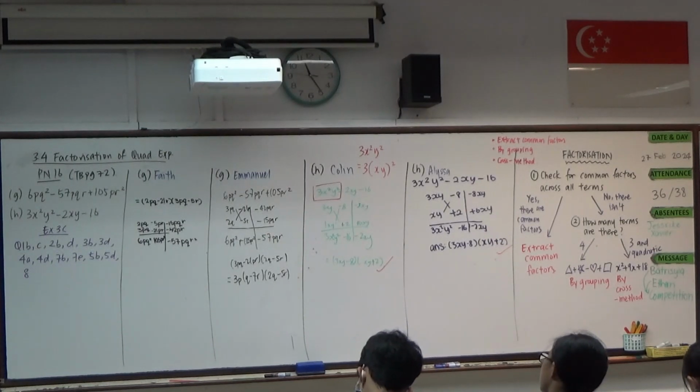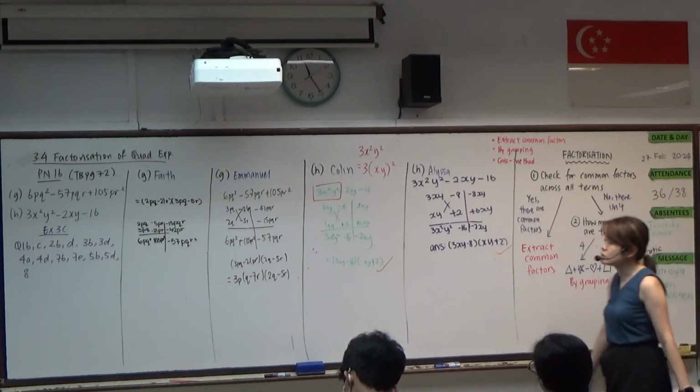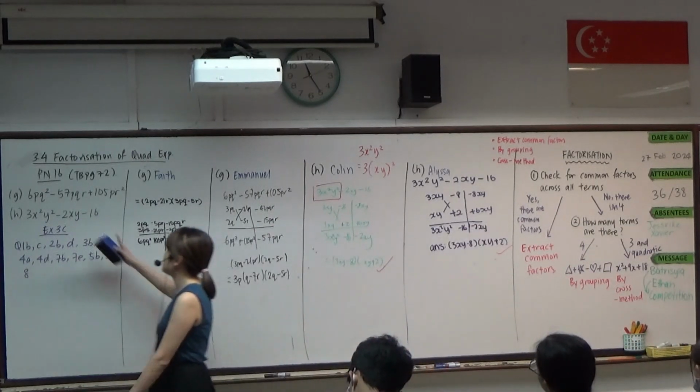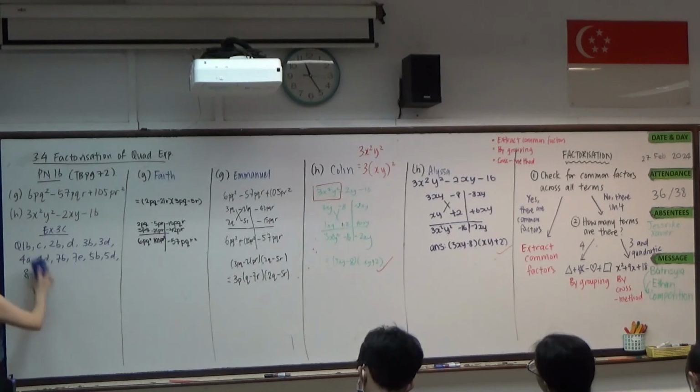Next, we look at part G. I'm a little bit disappointed by part G because despite my very elaborate thought process that we should go through, both Faith and Emmanuel failed to use what I went through. What is the very first thing that we should do? Check for common factors, right? So 6pq squared minus 57pqr plus 105pr squared.